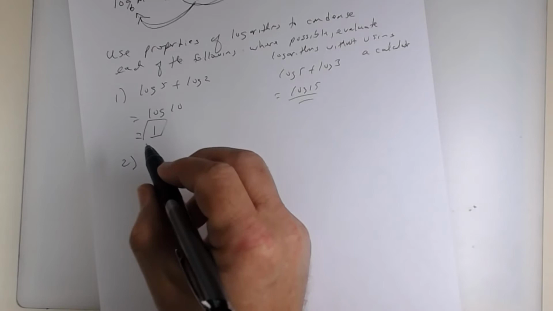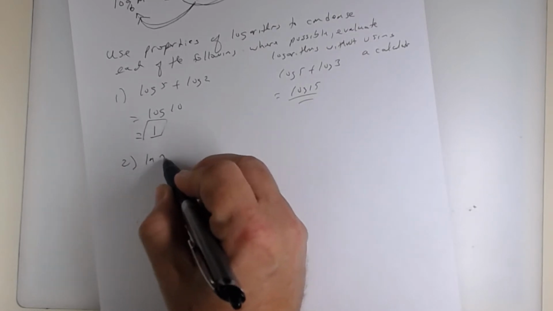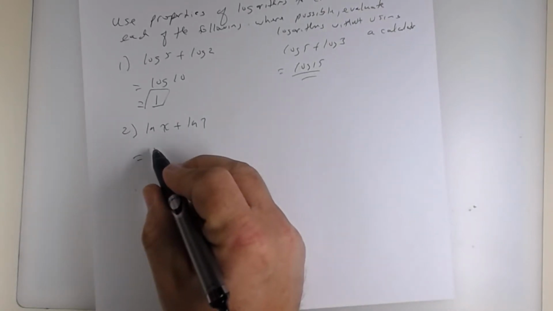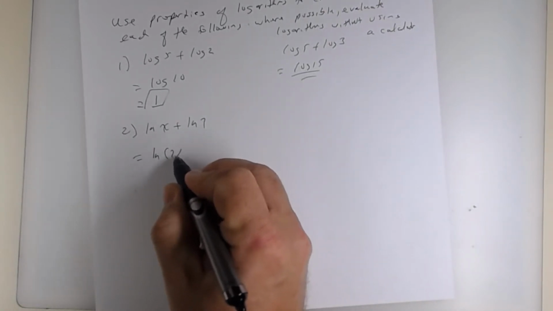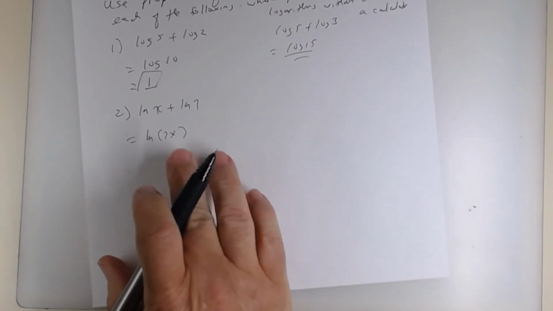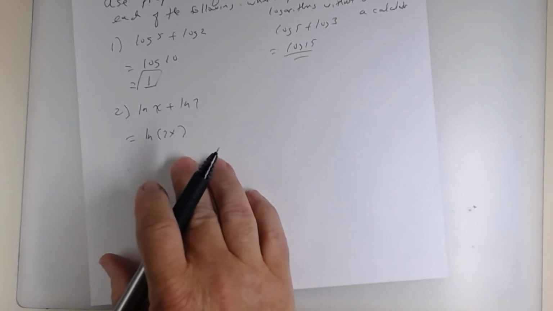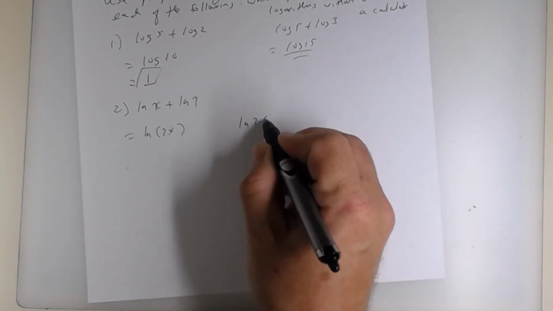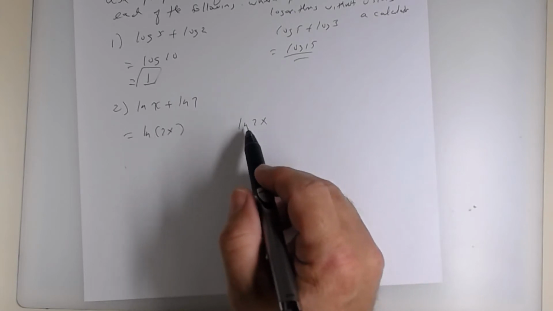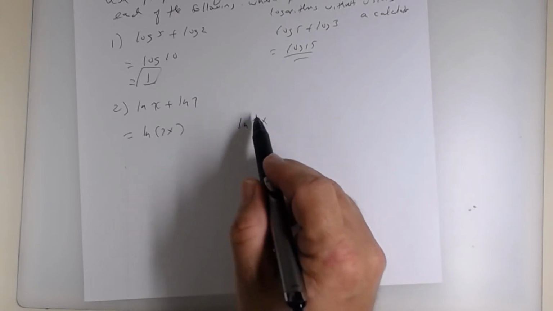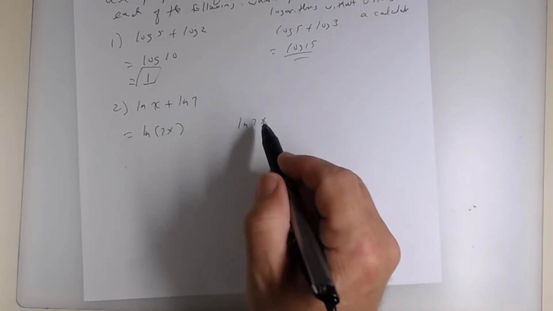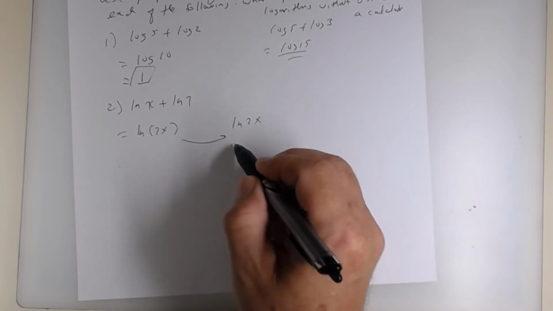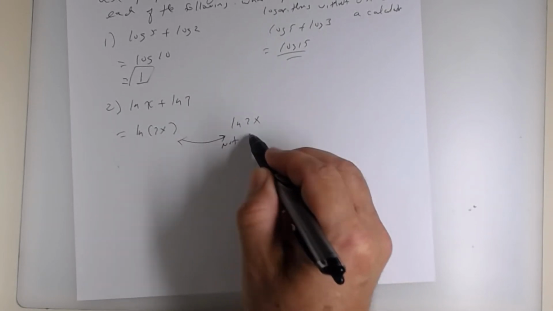All right, number 2. Suppose you had the natural log of x plus the natural log of 7. What's the answer? 7x. Make sure you put that in parentheses, though. Natural log of (7x). Because if you don't put in parentheses, then what you're really saying is you're taking the natural log of 7, and whatever that is, you're multiplying by x. So you got to put this product in parentheses. They don't mean the same thing.